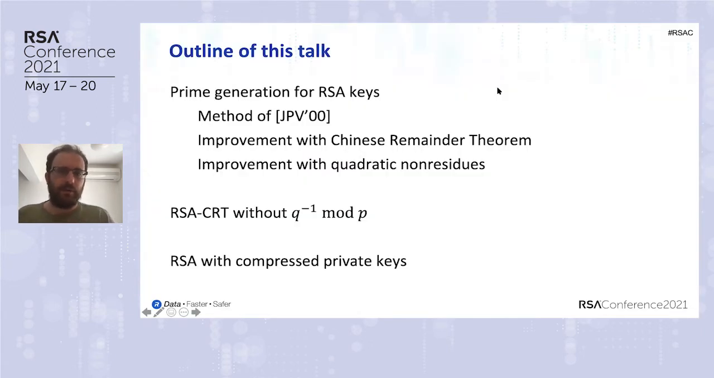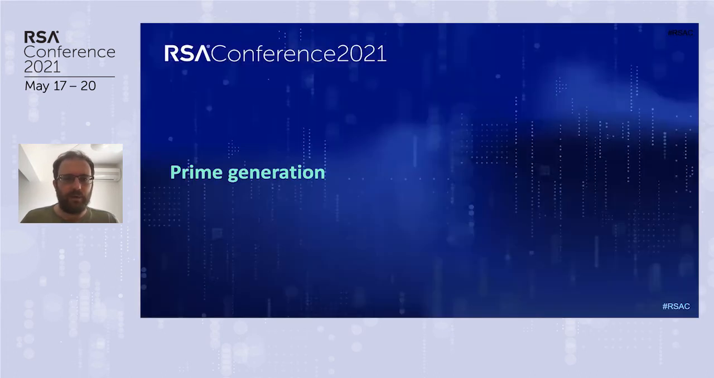So this is sort of a grab bag paper, and so it'll be a little bit of a grab bag talk. I'll first go into how to generate prime numbers for RSA keys, both previous work and our two improvements on this work. And then how to do the Chinese remainder theorem without pre-computing Q inverse mod P, and then combine those for RSA with compressed private keys. So prime generation first.